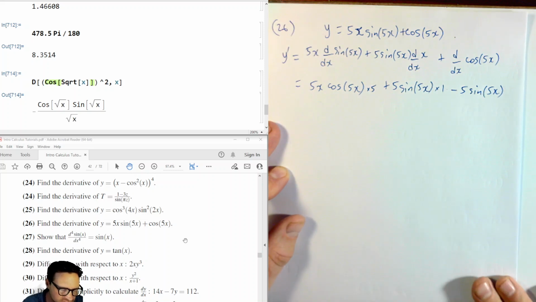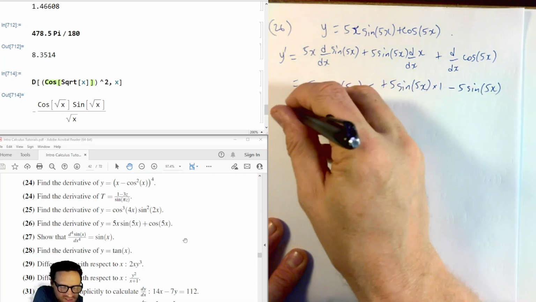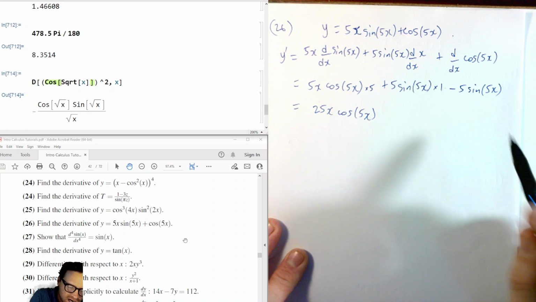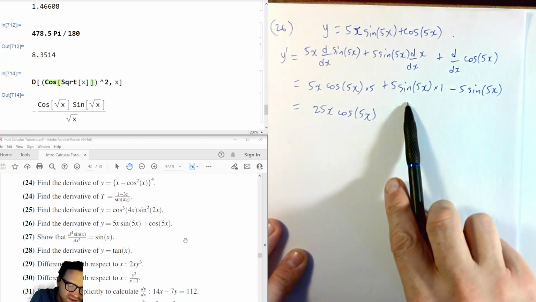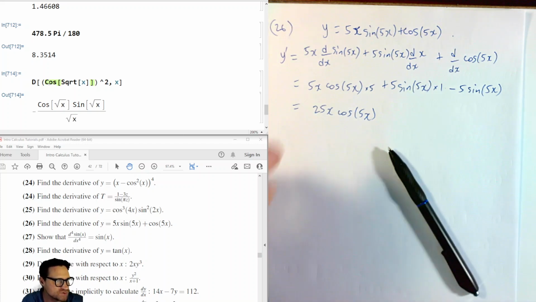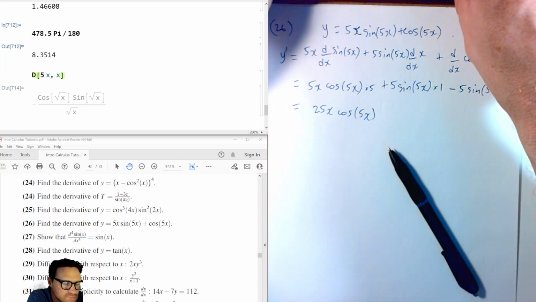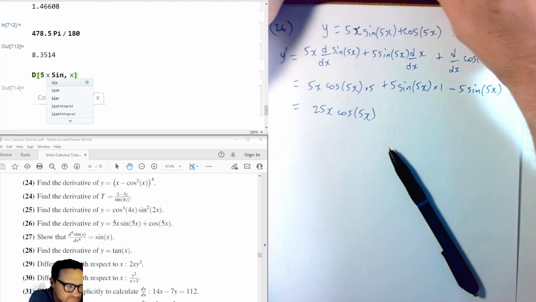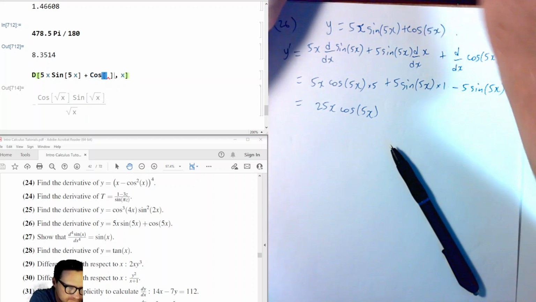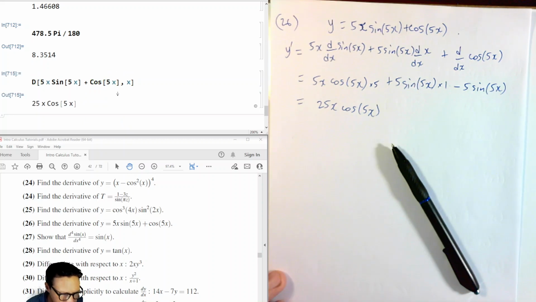Okay, so we just have a little bit of simplifying to do here. So 5 times 5 is 25, so 25x cos 5x. And then these two are like terms, so 5 minus 5 is 0. So this should be our derivative. Let me get Mathematica to check. Okay, Mathematica agrees. It's 25x cos of 5x.